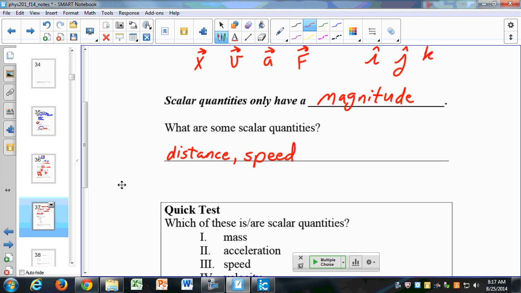Time is a scalar quantity, right? That's good. No direction. You can maybe say it doesn't have a direction, but it is a scalar quantity. Somebody else? Another scalar? Mass, time. Let me write those down. They're a lot actually.